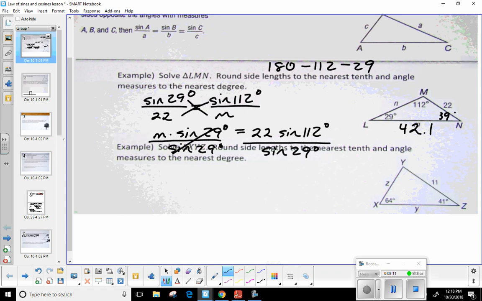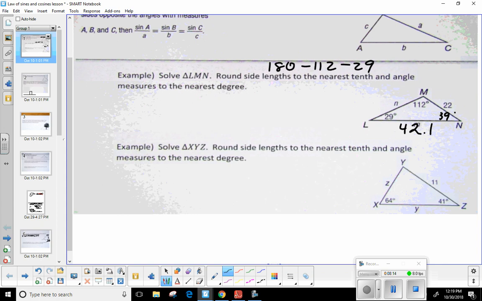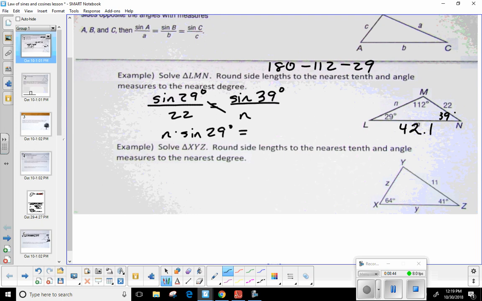Now, what I like to do is stick with the original pair that I started the problem with. So I'm going to say sine of 29 over the 22. But what am I going to set it equal to this time if I want lowercase n? Yeah, sine of 39 over n. There you go. That's the law of sines. Now I just cross multiply. So this would be n times the sine of 29 equals 22 times the sine of 39.